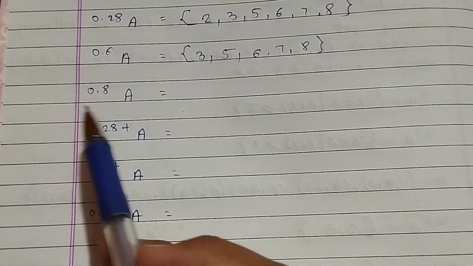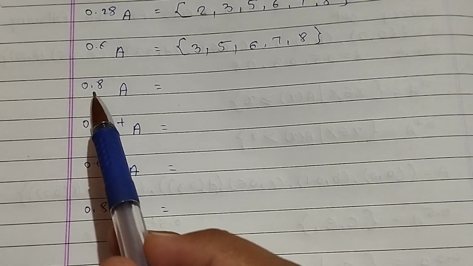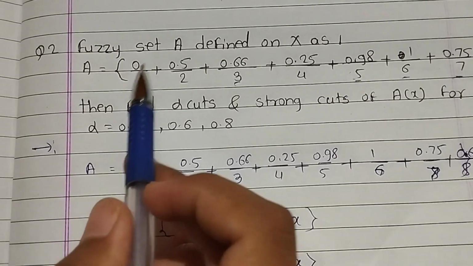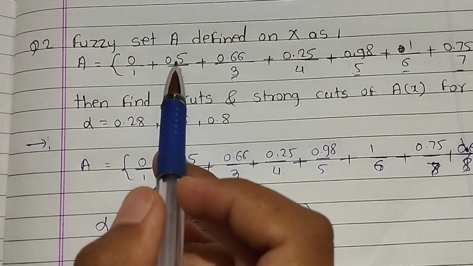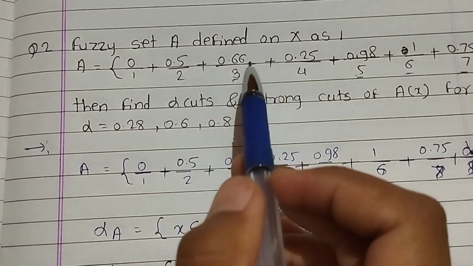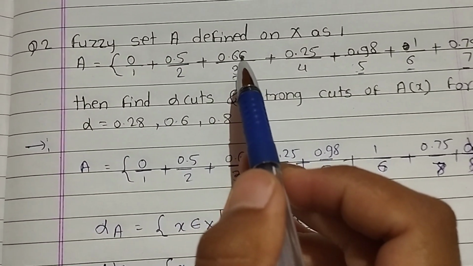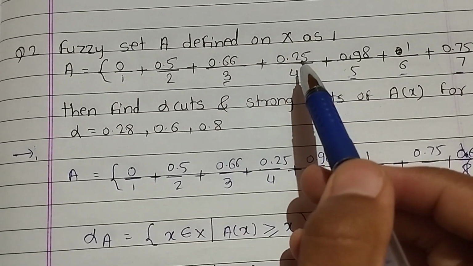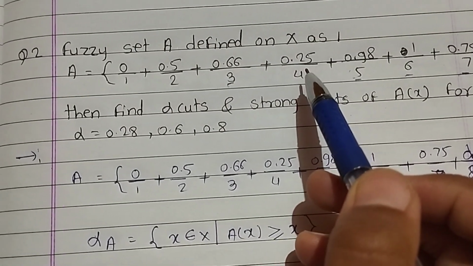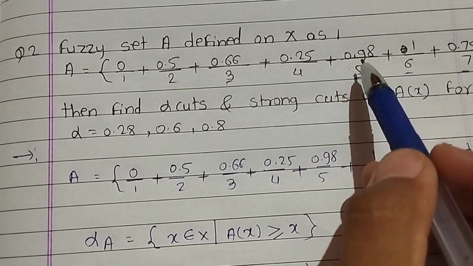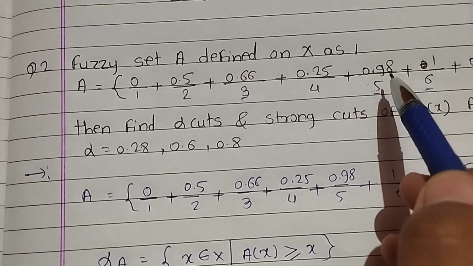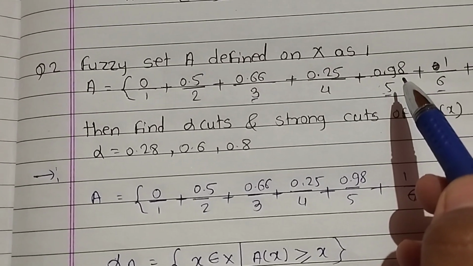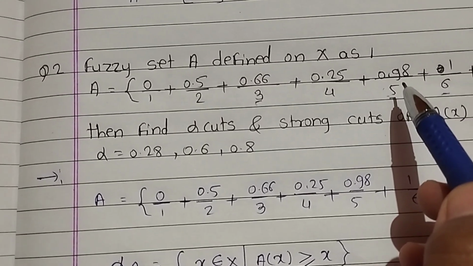Now we check for the next alpha which is 0.8. So 0 is greater than equal to 0.8? No. We move forward. 0.5 is greater than equal to 0.8? No. Check next. 0.66 is greater than equal to 0.8? No. Next, 0.25 is greater than equal to 0.8? No. Move forward. 0.98 is greater than equal to 0.8? Yes. So 5 is the first element of our alpha cut for 0.8.